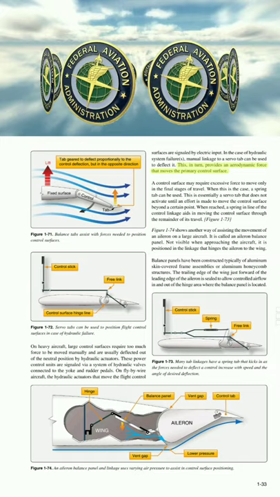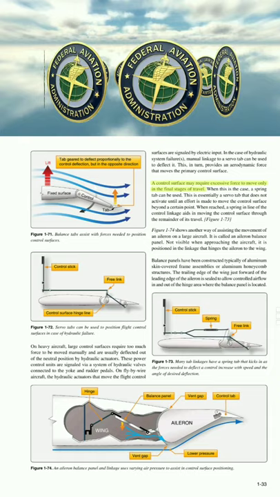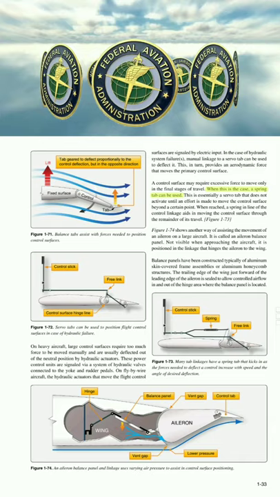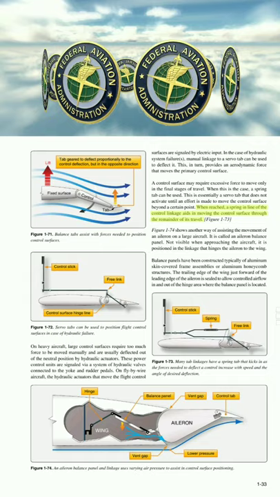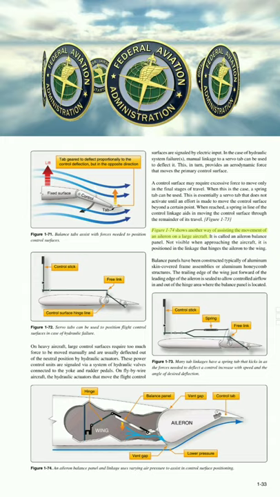The control surface may require excessive force to move only in the final stages of travel. When this is the case, a spring tab can be used. This is essentially a servo tab that does not activate until an effort is made to move the control surface beyond a certain point. When reached, a spring in line of the control linkage aids in moving the control surface through the remainder of its travel. Figure 173.